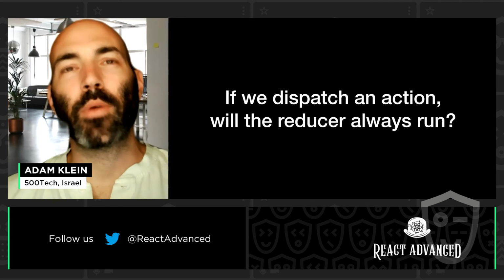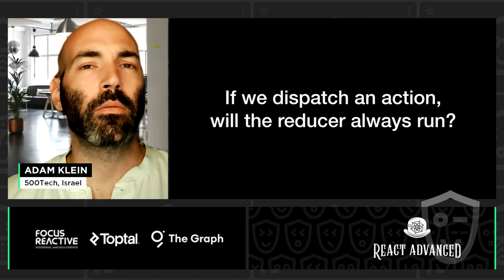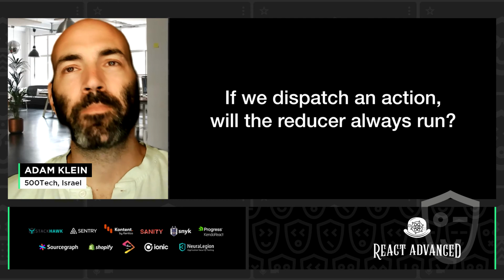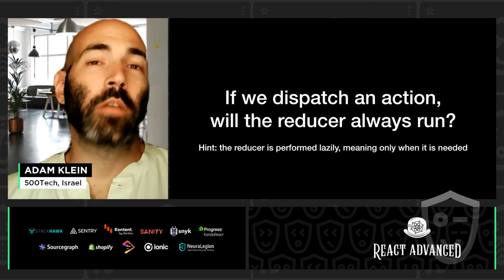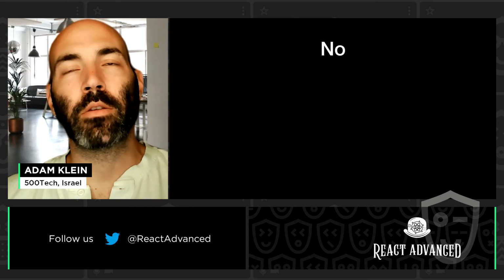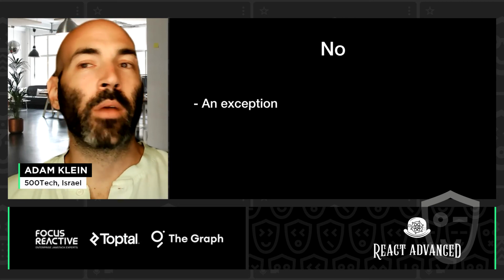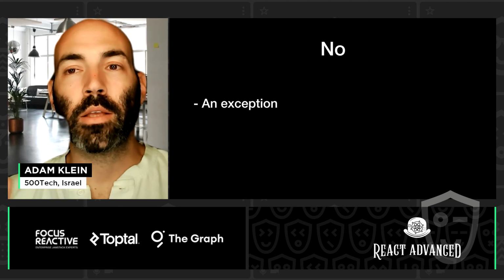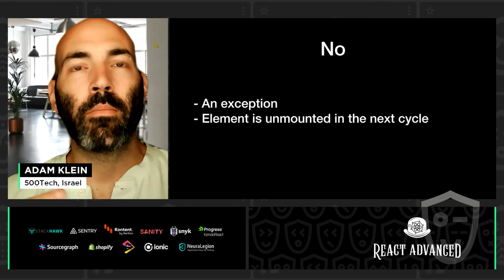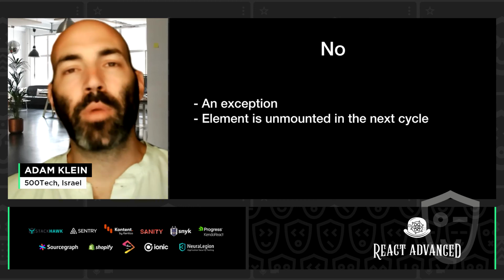And now another question. If we dispatch an action, will the reducer always run? Can we guarantee that the reducer will run if we dispatch an action? And so the answer is no, because we only call the reducer during the render cycle. And we might not even get to the render cycle. First of all, there might be some exception that will stop the render in the middle.